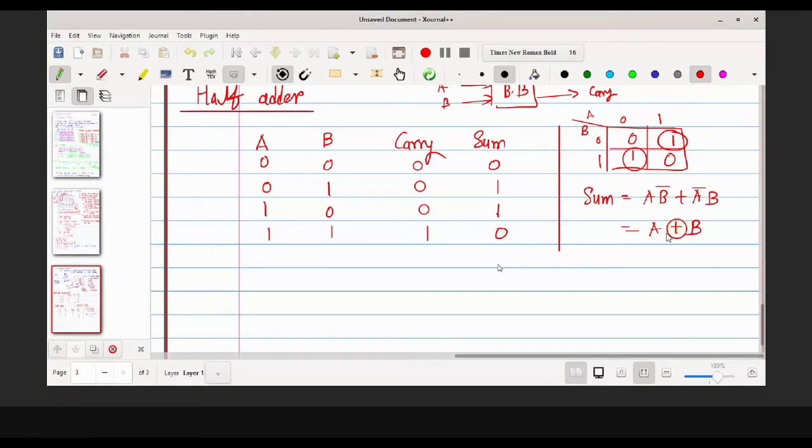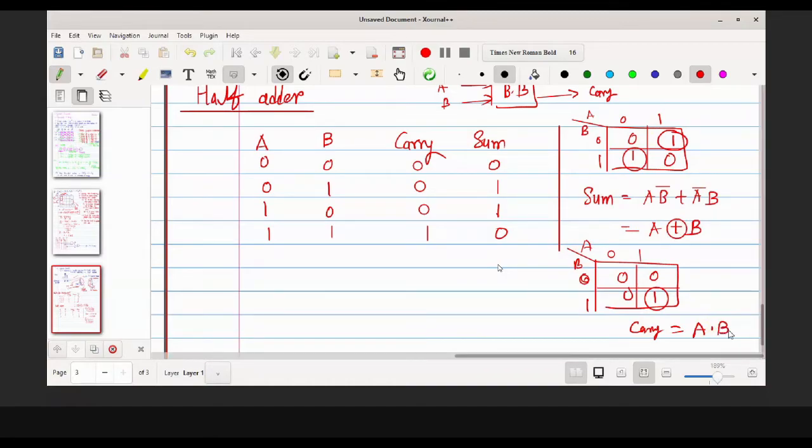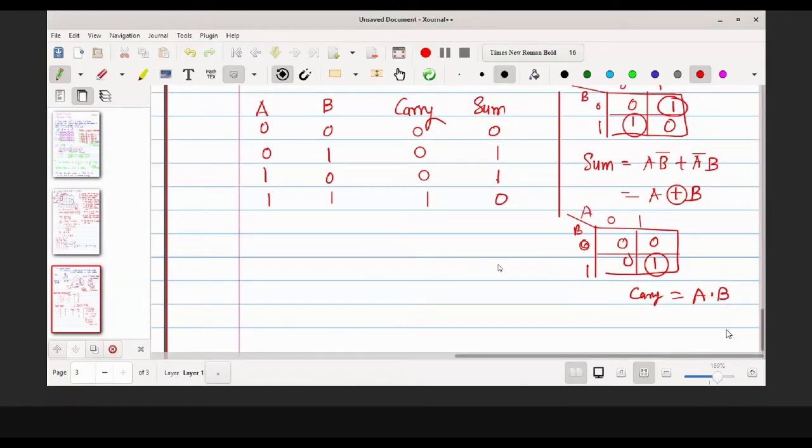B, right? Okay, and for carry, what happens? For carry, it is more easier than that. So A, B, 0, 1, 0, 1. So it is what? 0, 0, 0, 1. So carry will be A dot B, right? Okay. So how my half adder circuit will look like?